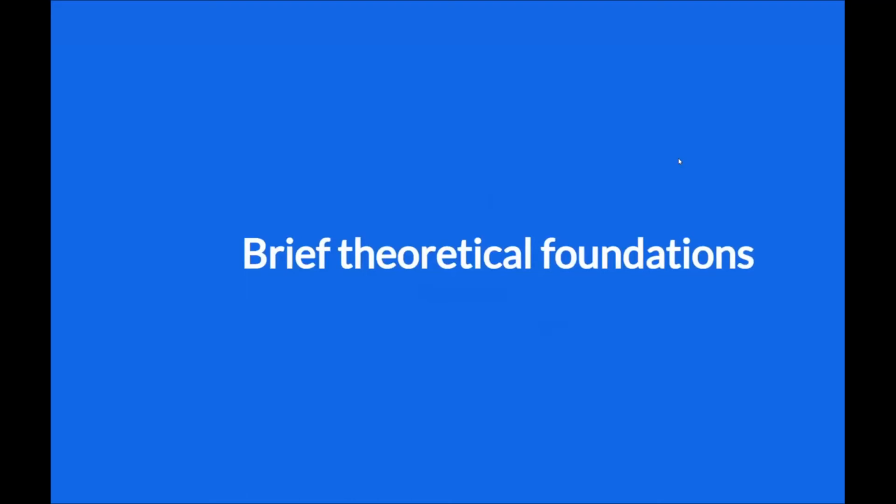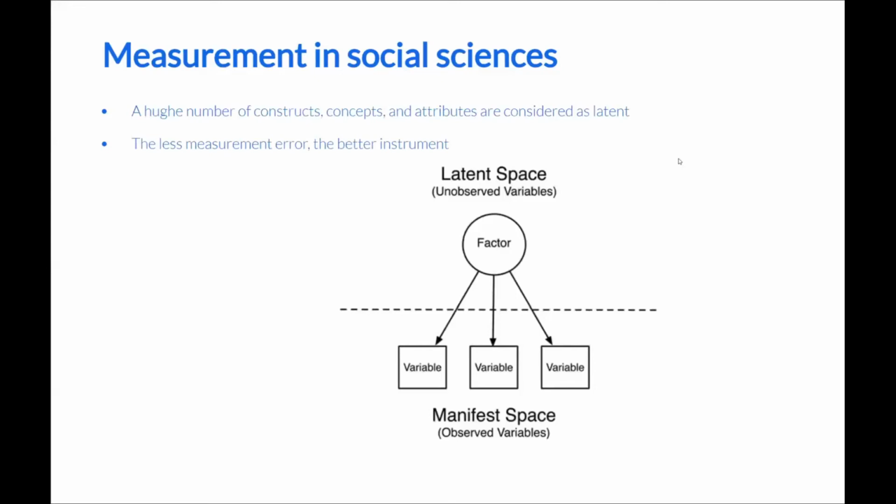Okay, about the general issues about structural equation modeling. It's very important to discuss the most important application of SEM, which is about the measurement issues in social science. Most of the concepts, attributes or constructs that we have and can observe in the social science are latent, and it's very difficult to observe them in real life.